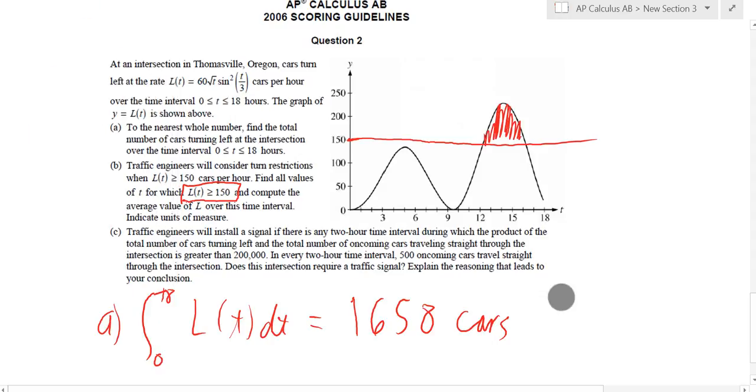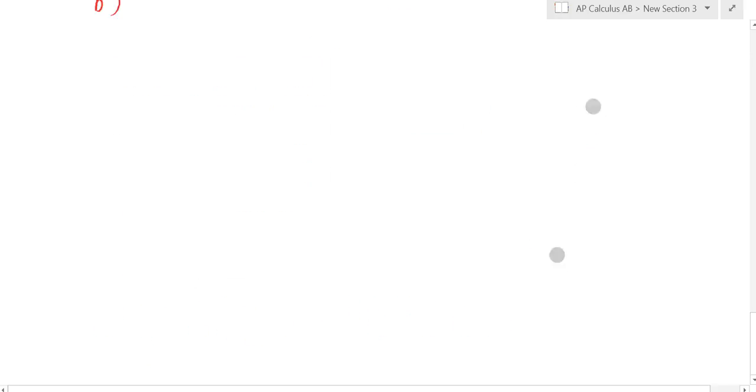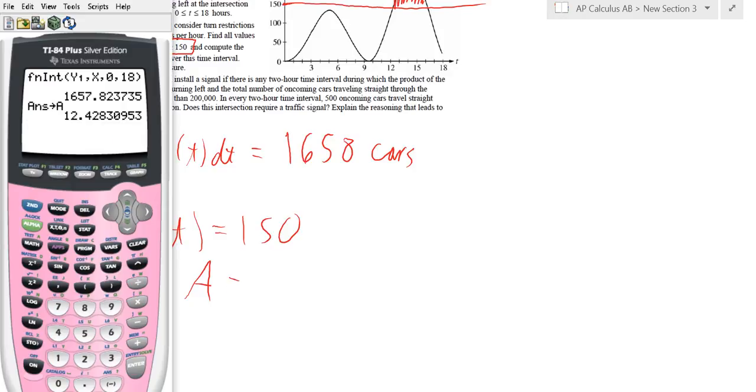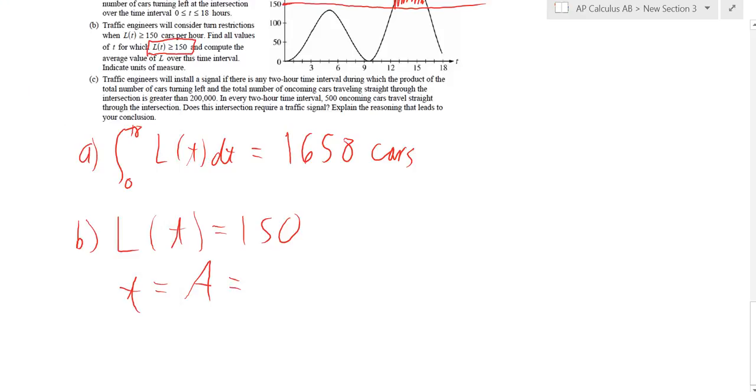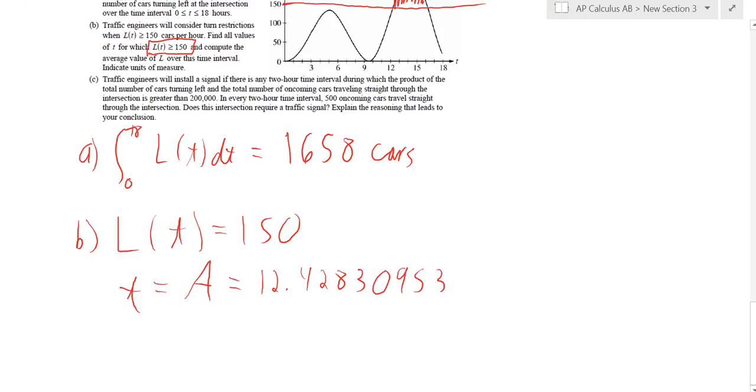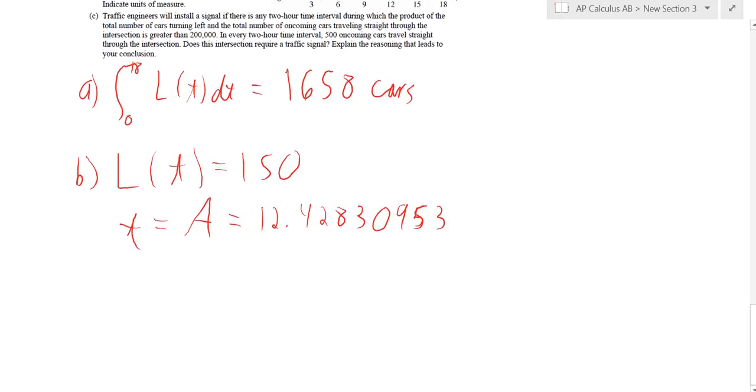On my paper, I'm going to write what I just did. I just found out where L of t equals 150. And I got when t is, I called the first one A, and I'm going to write out what it is. 12.4283 something 0953. And I know it seems like overkill to write that out, but if you do it right, you only got to write it one time. A is this big number, stored in your calculator, you're good to go. Okay? And then we're going to find the other one. It also happens when t, I'm going to call the second one B.